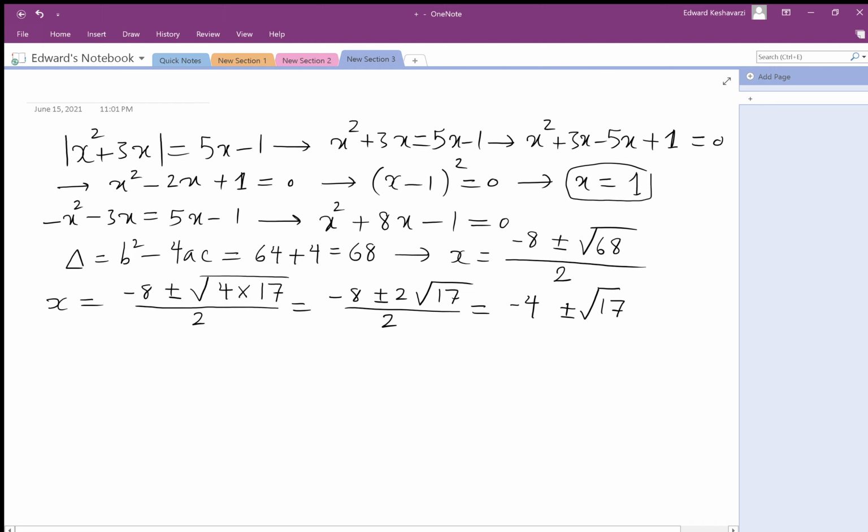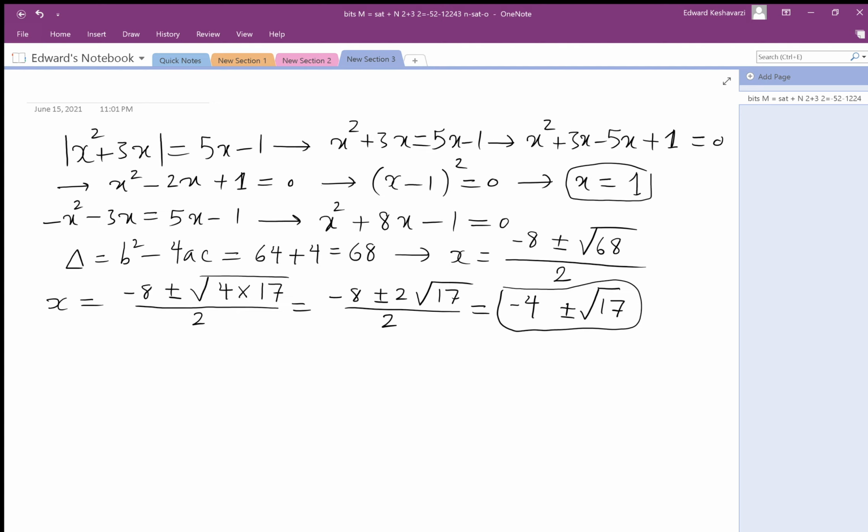Okay, so far we've got 3 solutions: 1, and -4 plus square root of 17, and -4 minus the square root of 17. Now I need to determine which of these solutions actually work. So one way to determine whether or not they're working is just to verify the solutions.